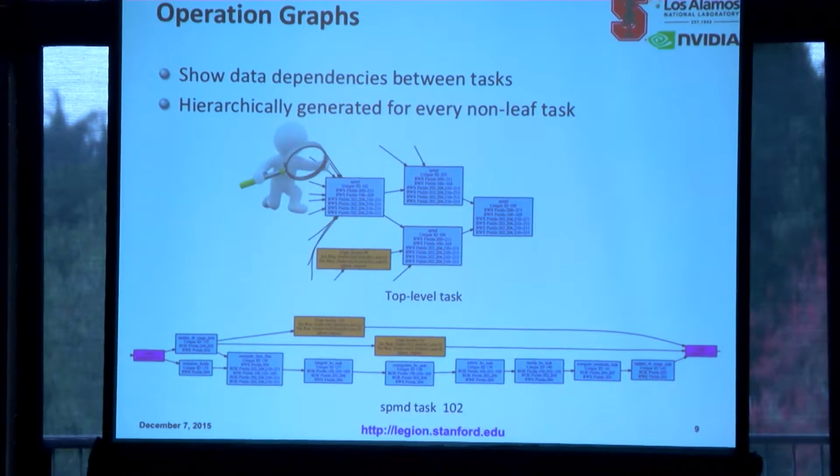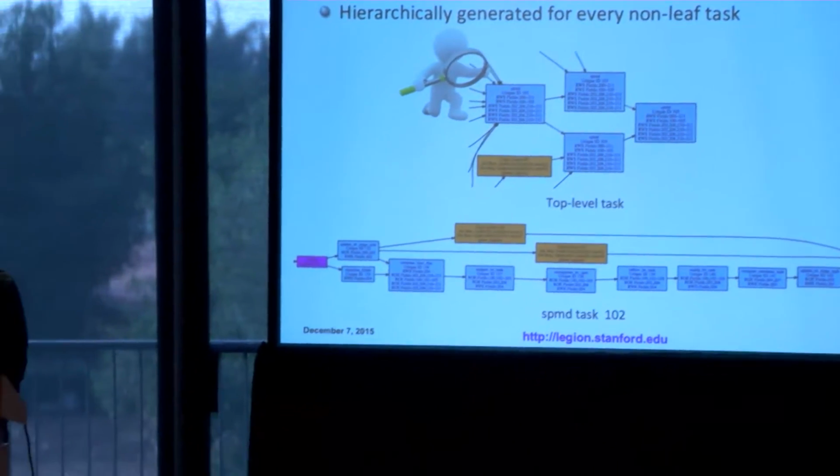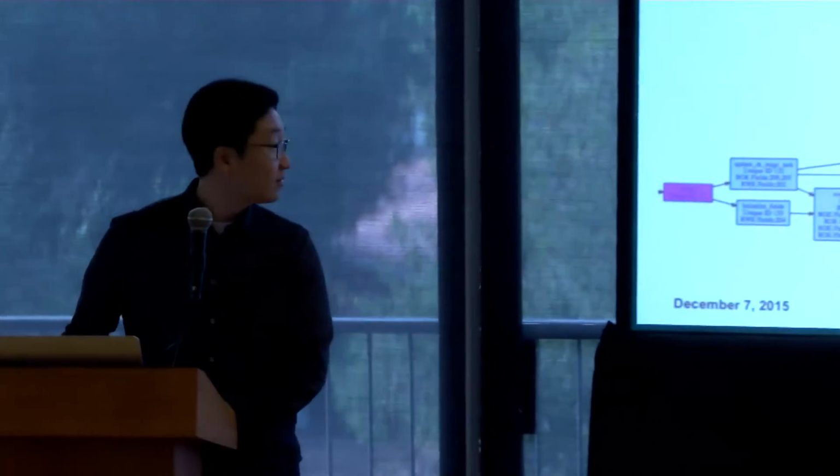So I can't quite read the small font. What type of information is printed in the blue boxes? Come again? What type of information is displayed in the blue boxes? You can't read it from here, at least I can't. Sorry. You don't have to say the details, just the type of information. So the type of information is mostly the privileges and which physical instances are used for a particular task instance. And for different types of operation, like a fence, for example, it will give you which tasks should be launched after this fence.